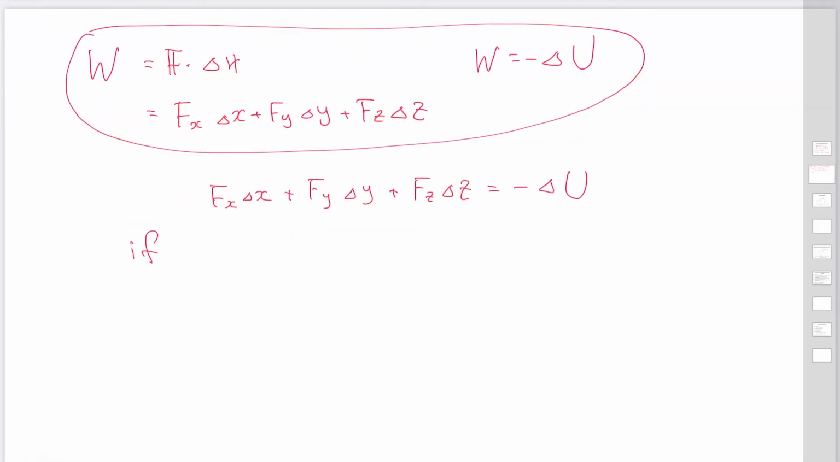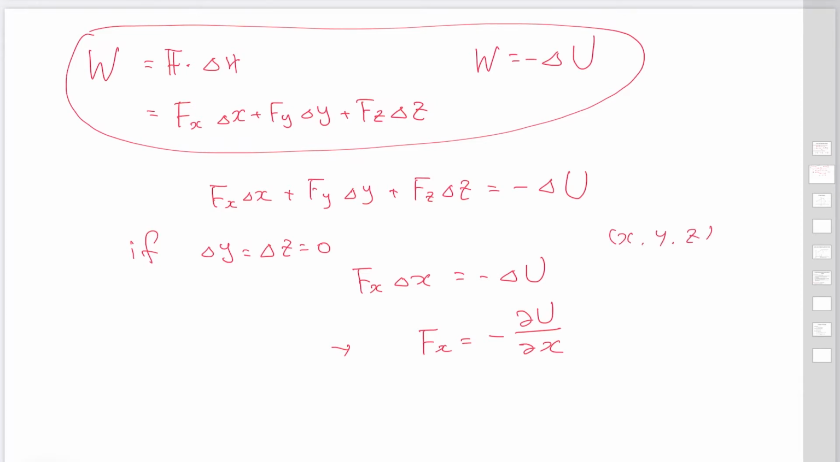So if delta y equals delta z equals 0, in this situation F sub x delta x equals minus delta U. So from this, F sub x is minus partial U partial x. There are three independent variables, x, y, z. But in this situation, y and z don't change.